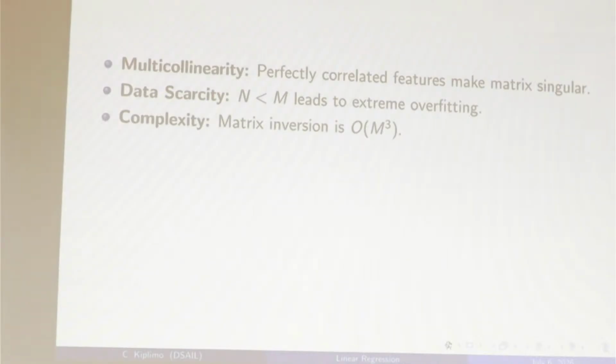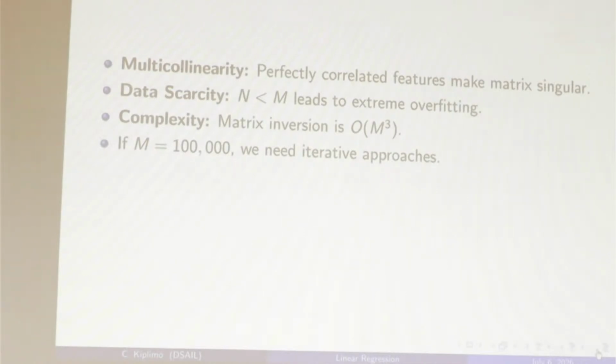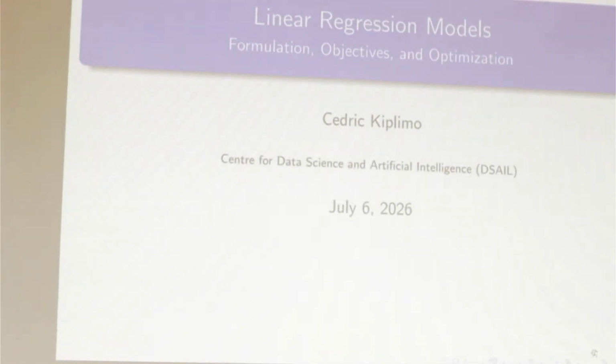So if m is a million, what is a million cubed? It's 10 to the 18, right? So essentially, the inversion process is going to perform 10 to the 18 operations. Okay. All right.